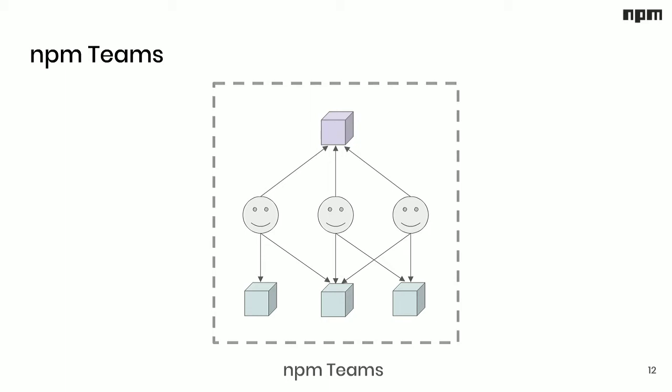So if you have two teams, each with, say, 5 developers, the 5 developers in the first team can have access to the packages that they need to do their job, and the developers in the second team can have access to the packages that they need in their job. And NPM Teams provides a really convenient wrapper around this construct.